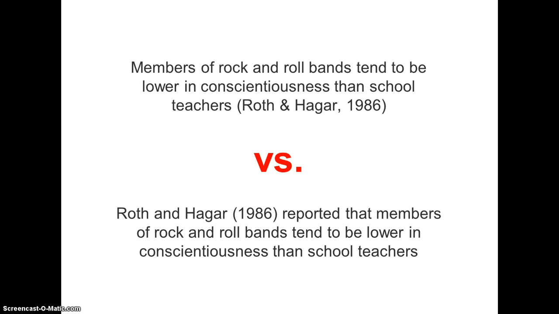So, an example of that sort would be if you look at the second paragraph here that says Roth and Hagar in 1986 reported that members of rock and roll bands tend to be lower in conscientiousness than school teachers.